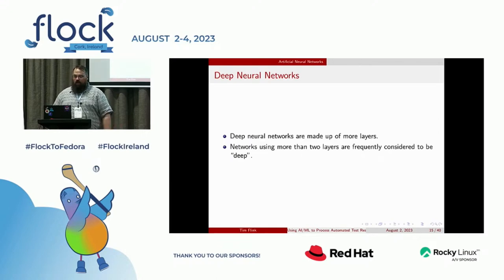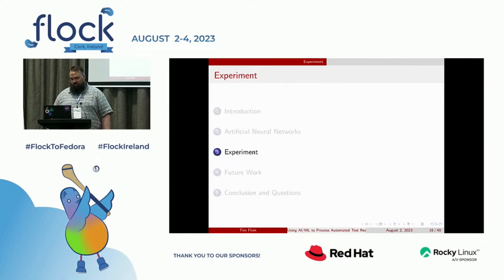A common term is deep neural networks. It just means more layers. More layers, more computation, and that's really what it comes down to. There's no strict definition. From what I've seen, generally it's three or more layers to be considered deep. But that's about that. My very quick overview of neural networks. Does that make sense? Does anyone have any questions?